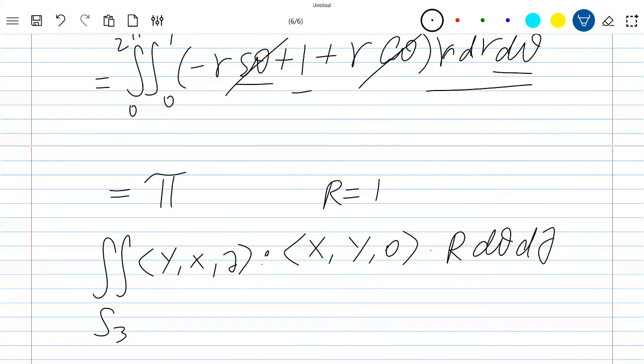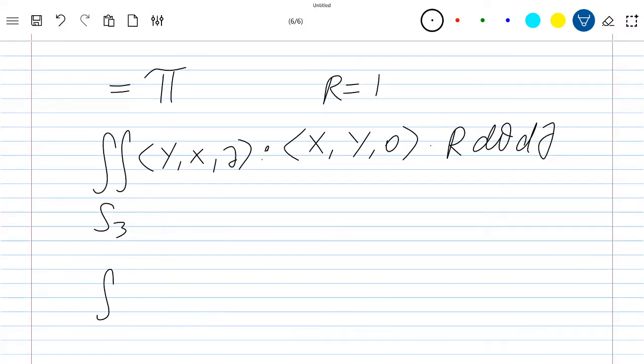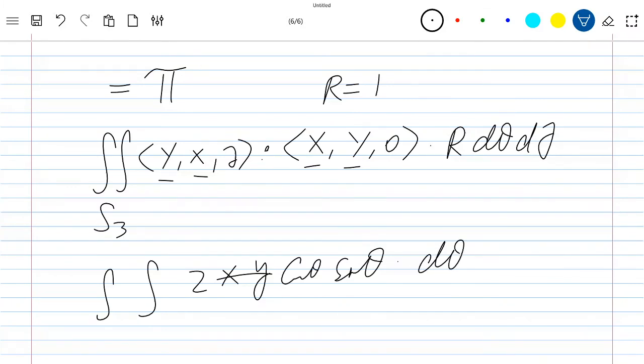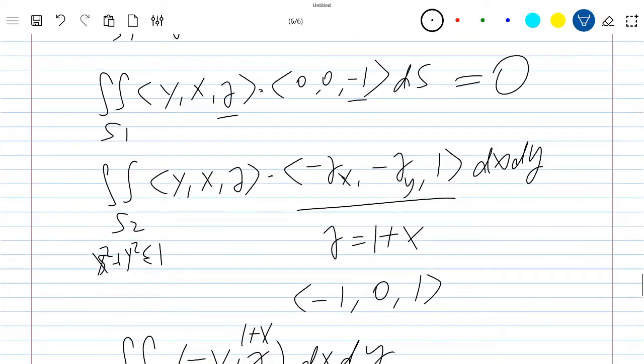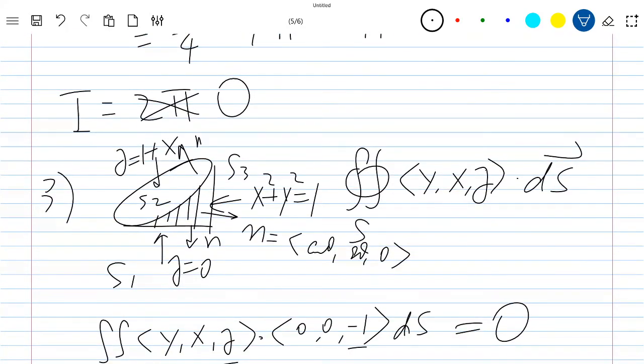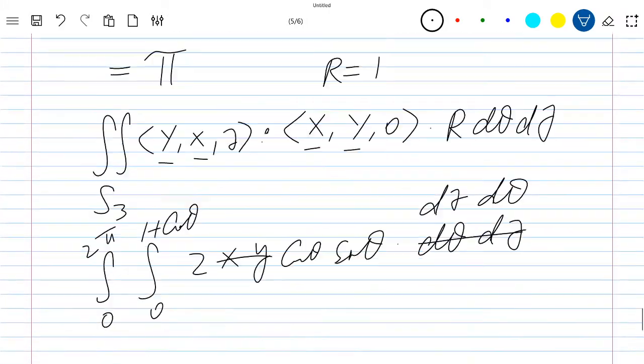And once again, the limit is a bit complicated. Let's take the integral first. So you get y times x times y, so it's 2xy. Or you can just say 2 cosine theta sine theta. And r equals 1, so you have d theta dz. But theta is easy, or you have to switch their order. So if you remember, z is from 0 to 1 plus cosine theta, because z is from 0 to 1 plus x. And 1 plus x means 1 plus cosine theta. So that's your integral.